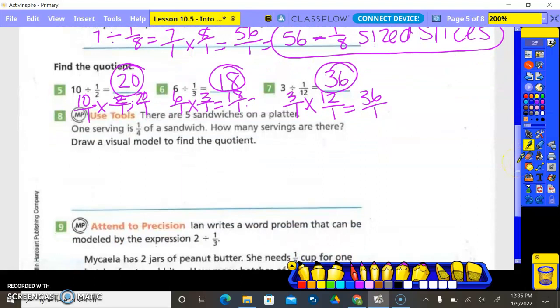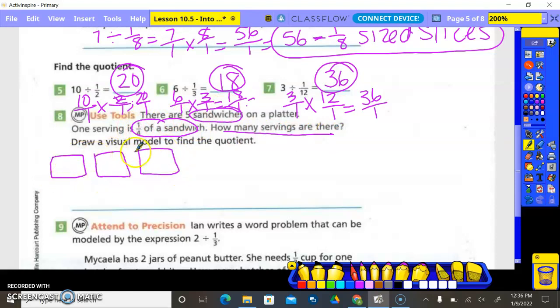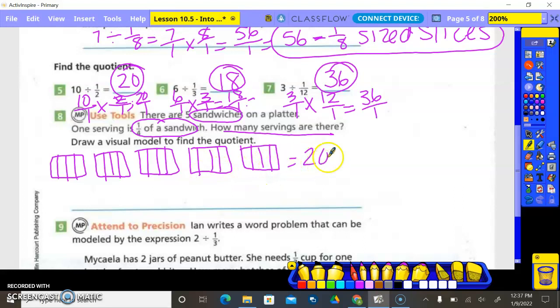There are 5 sandwiches on a platter. 1 serving is 1/4 of a sandwich. How many servings are there? Draw the visual model. So we have 5 sandwiches. Each is 1/4. How many servings are there? So we have 1, 2, 3, 4, 5. Break those into fourths. So we then have 20 sections.